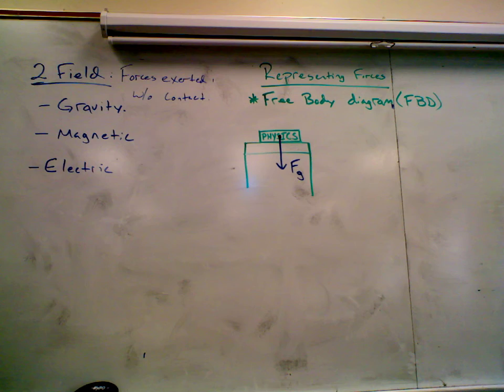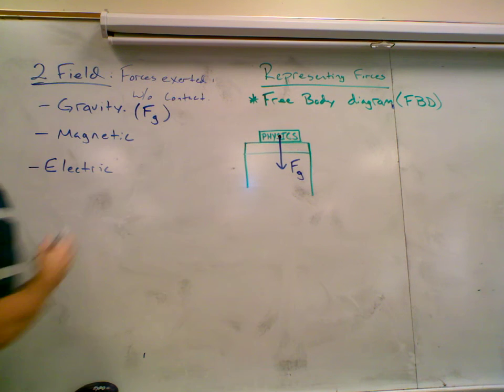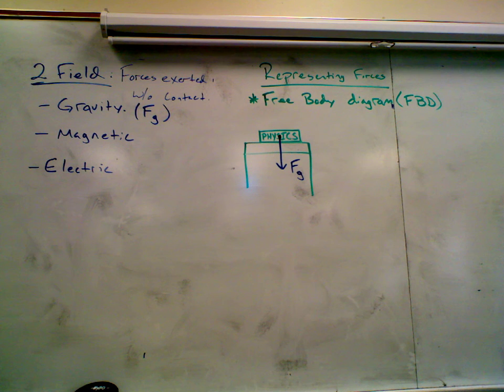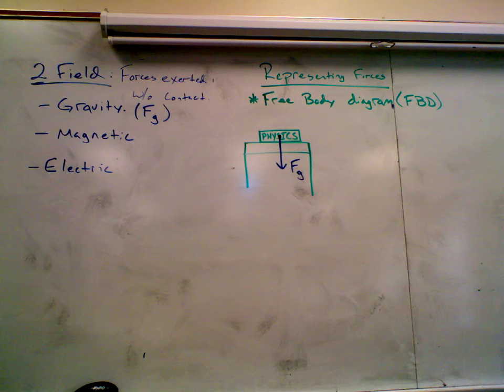G. Okay. So over here when you have your field forces, you may want to put a little subscript next to the F and write Fg, so you know that is gravity. Magnetic is FM. It's actually Fb. Okay. All right. So what else is acting on the physics book?